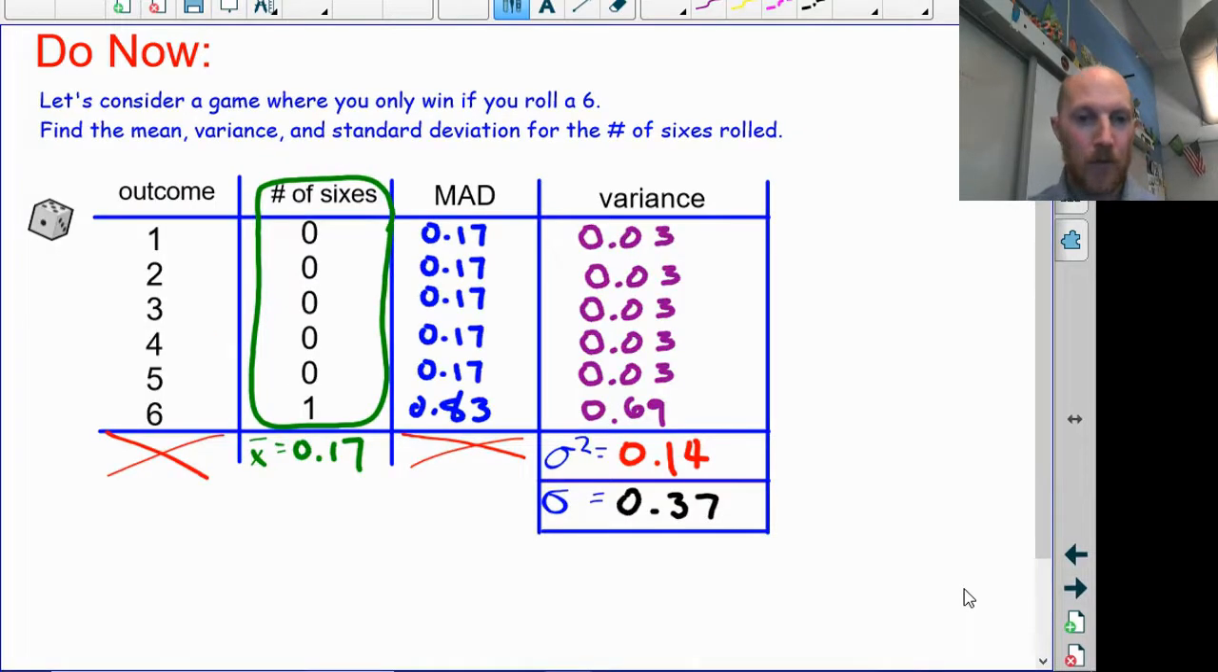All right, well, so the mean, we get 0.17. The mean absolute deviation, I didn't actually ask you for, so we can skip that. The variance, 0.14. Standard deviation was 0.37. Nice job.